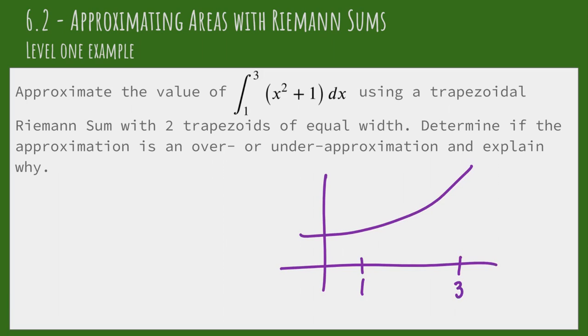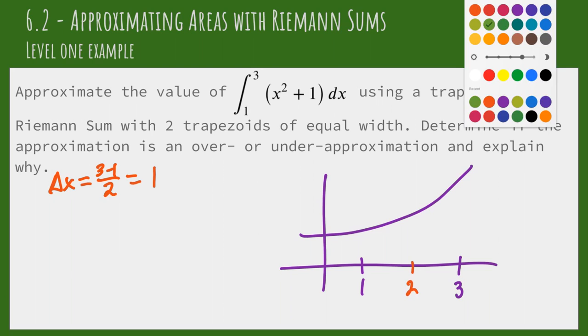So going from 1 to 3, the width of each interval is going to be 3 minus 1 over 2, because we're going to do 2 equal subintervals. So the width of each interval is just going to be 1. And so that's going to give us a nice easy one here. That's going to be at 2.